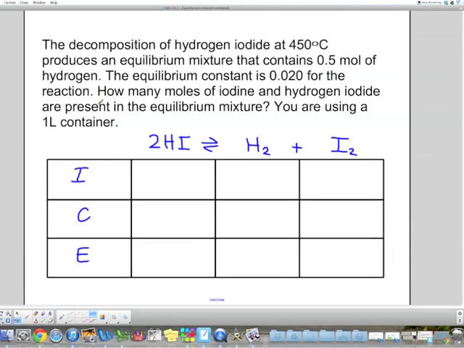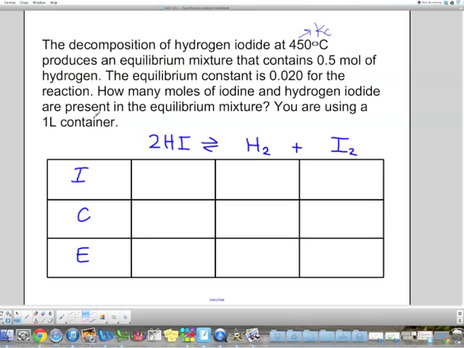We can do the following. The decomposition of hydrogen iodide at 450 degrees Celsius. Now, if you remember, I said that when we work with an equilibrium and with a constant, the constant will always be linked to an actual temperature. It doesn't mean you have to use it, it's just extra information they're giving to you, but they're just being thorough in the info that they are giving to you.